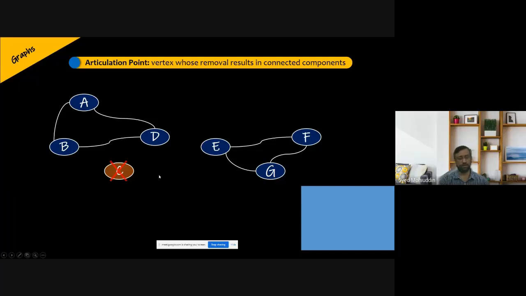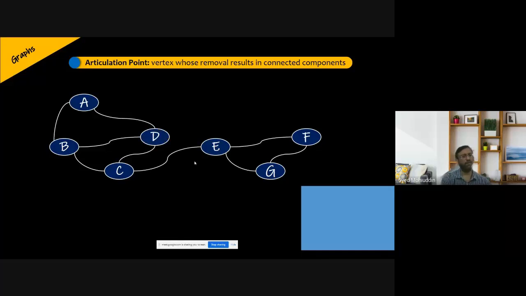See, disconnected components means these 2 components are not connected. All the vertices within this component are connected, and all the vertices within the other component are connected, but they are 2 different components. The same way, even E is an articulation point. If we remove E, then also we get 2 components. So in this graph, we have C and E as articulation points.